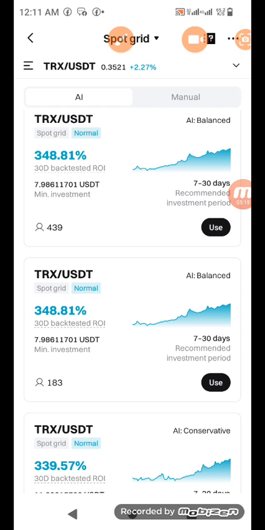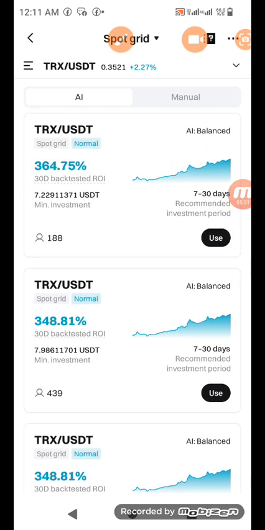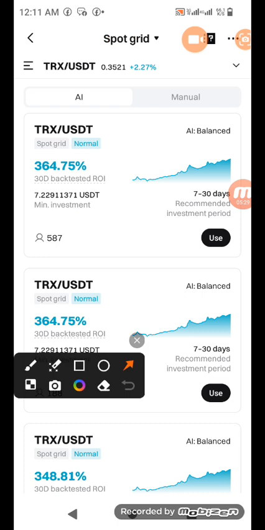Now, the next thing you consider, look up. We are using the AI bot. We have manual here, but we are using AI. Check all of this. You are going to be seeing something like this. By this side, you are seeing AI balanced.